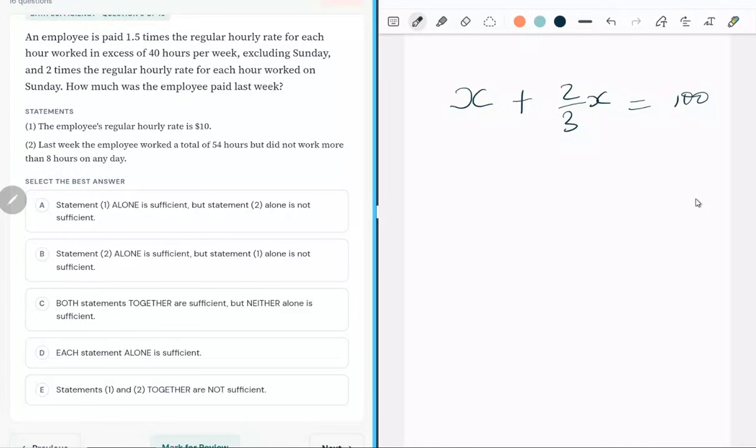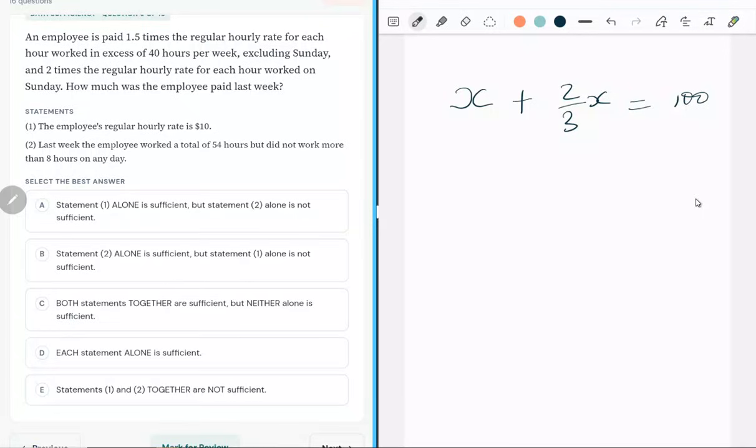Okay. So an employee is paid 1.5 times the regular rate excluding Sunday, and two times the regular rate for each hour worked on Sunday. Oh, this one I remember. Let's go straight and be faster. The employee's regular hourly rate is $10. This is not sufficient. Why? Because we don't know how many hours he put in. My hourly rate is $10, but I don't know how many hours. That might look attractive, but we don't know how many hours.